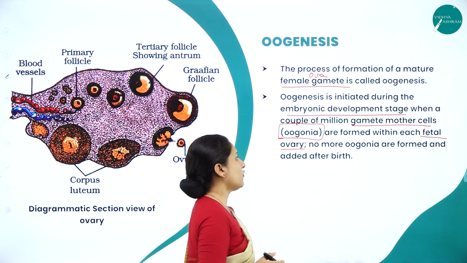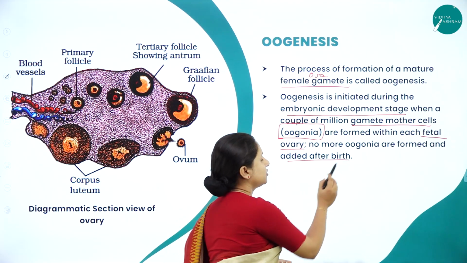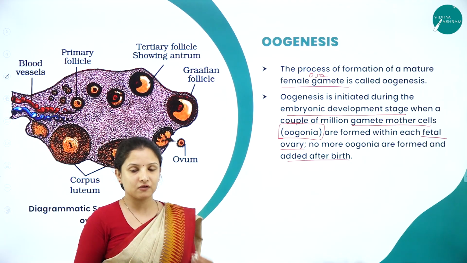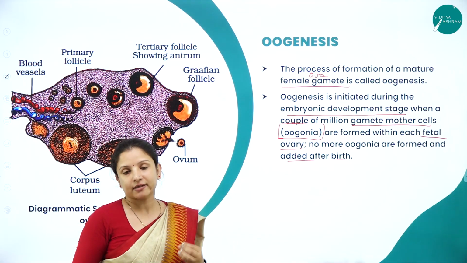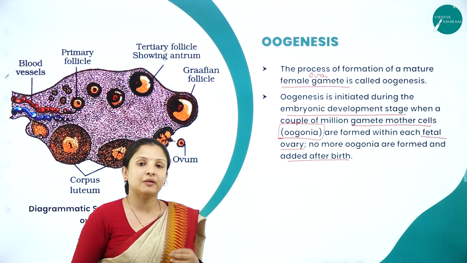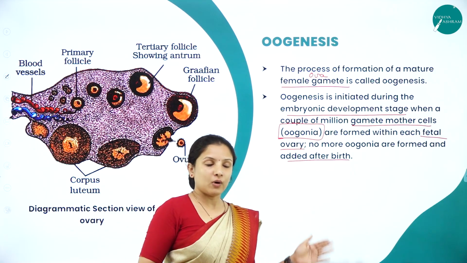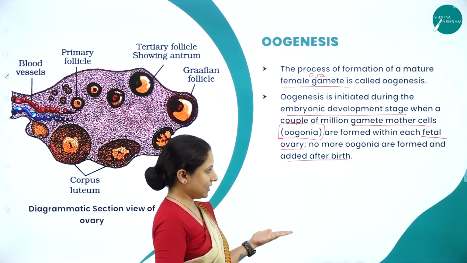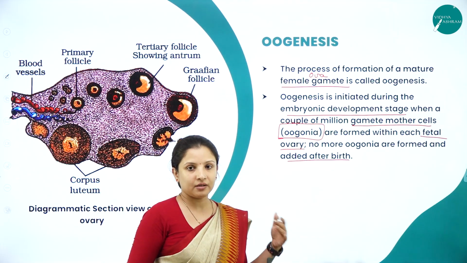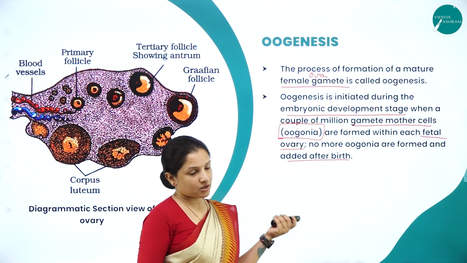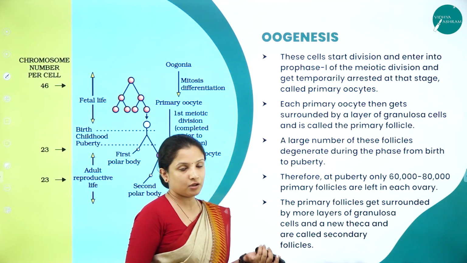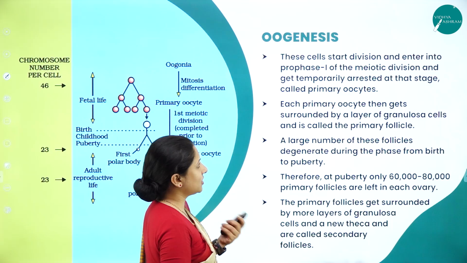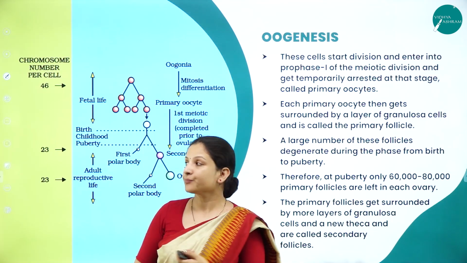No more oogonia are formed and added after birth. Whatever oogonia are formed, they will be formed in the females right in the fetal stage, that is inside the mother's womb itself, when the baby is inside the mother's womb. Once the baby is delivered, no more oogonia will get formed. So this is about oogenesis. Now what happens in oogenesis we will look into. Here also the cells, that is the oogonia.